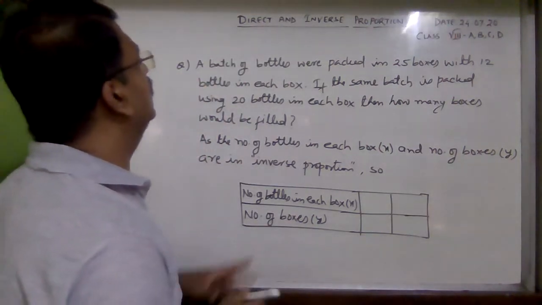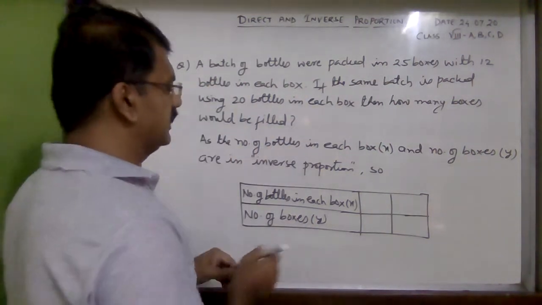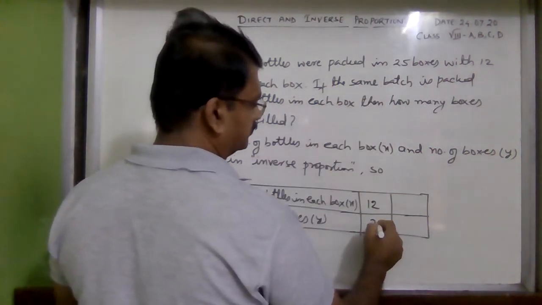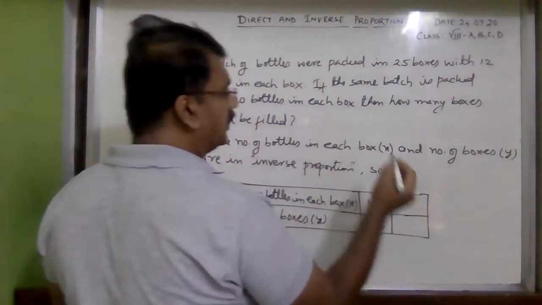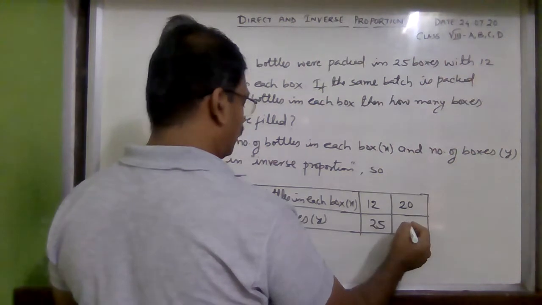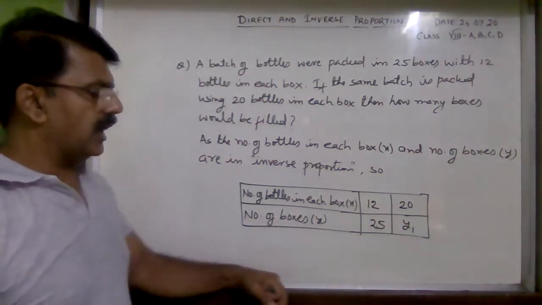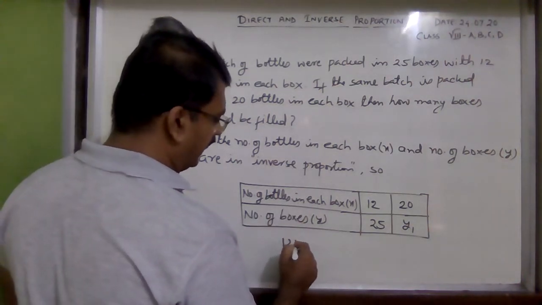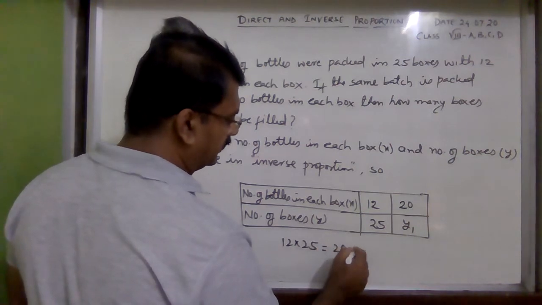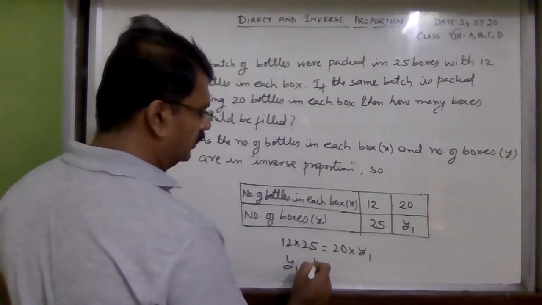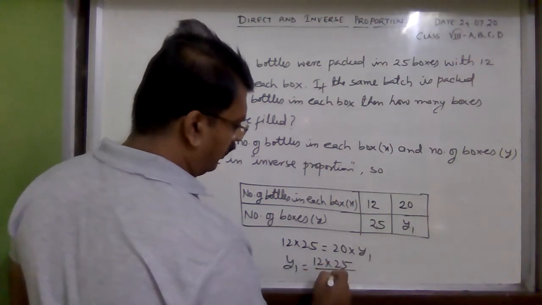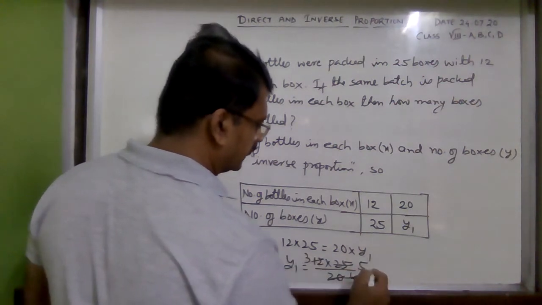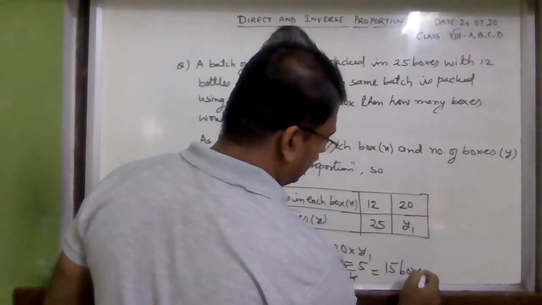Now you see, initially 12 bottles in each box. So 12 will be here, and how many boxes are there? 25 boxes. Now 20 bottles in each box. So number of boxes you have to find, let it be x. So as I have already mentioned here that they are in inverse proportion, so 12 into 25 will be equal to 20 into x. So x is equal to 12 into 25 upon 20. Cancel it by 5. So 15 boxes is your answer.